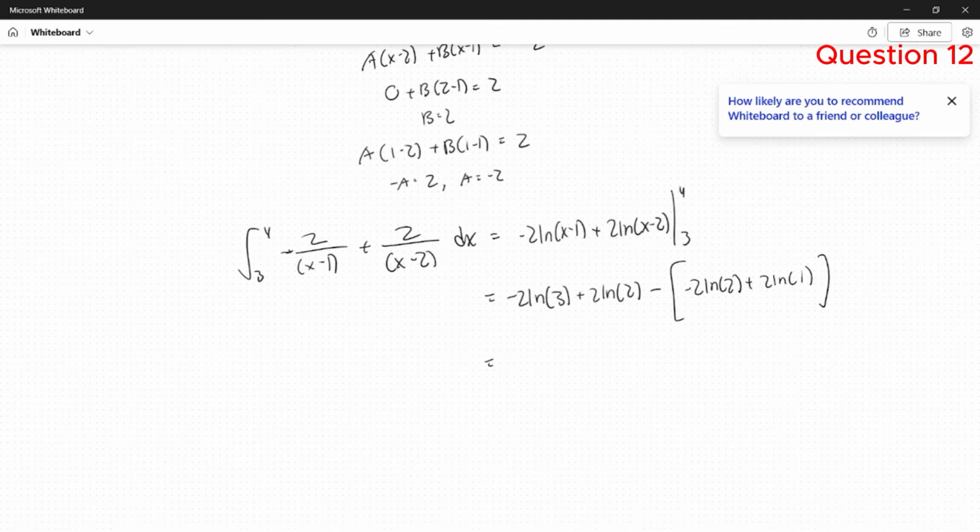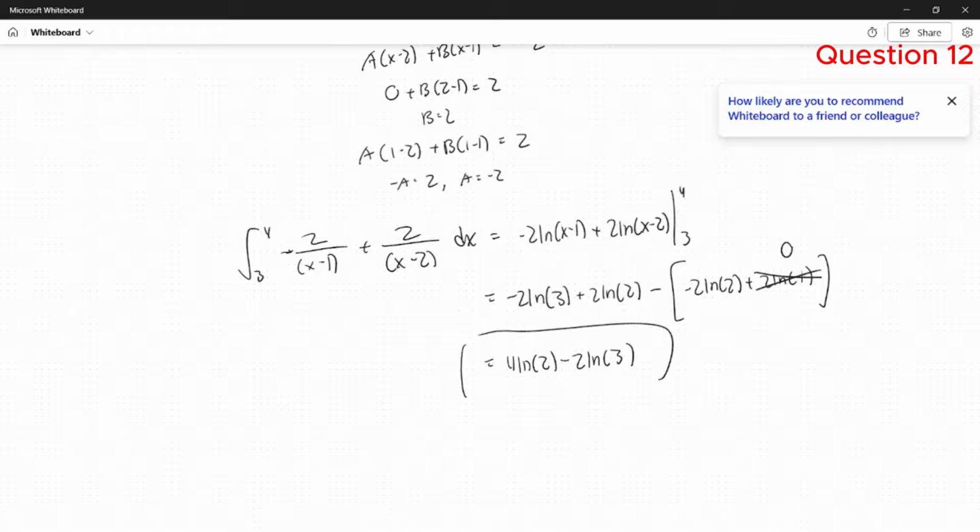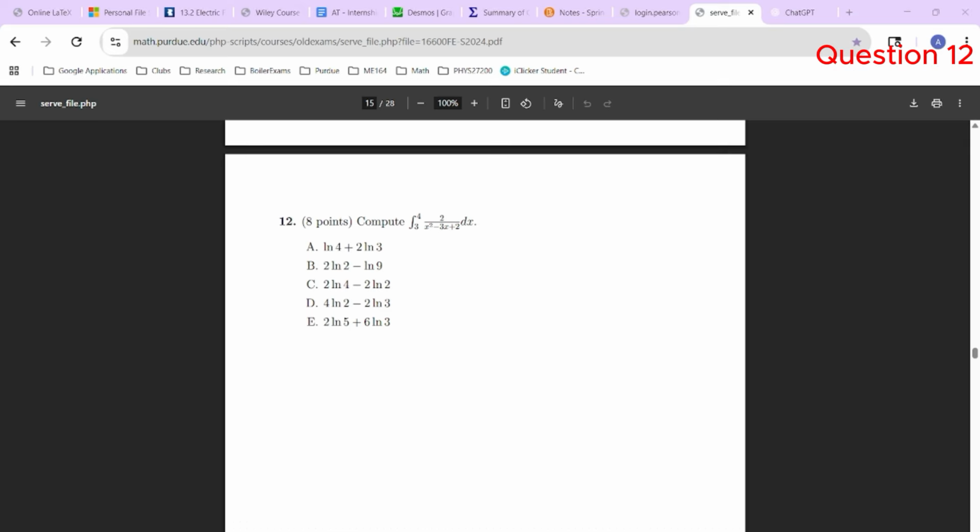And then this automatically goes to 0 since ln of 1 is 0. We are left with 4 ln 2 minus 2 ln 3 as our solution. Does this equal an answer choice? It does. This equals D.